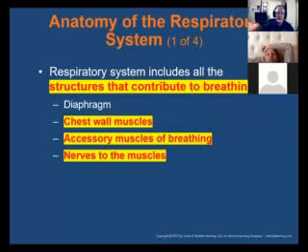Also, accessory muscles of breathing, the abdomen, and then the neck. So in respiratory distress, we'll see the person overusing those accessory muscles as they fight to try to breathe. And then nerves to the muscles, that's the innervation.